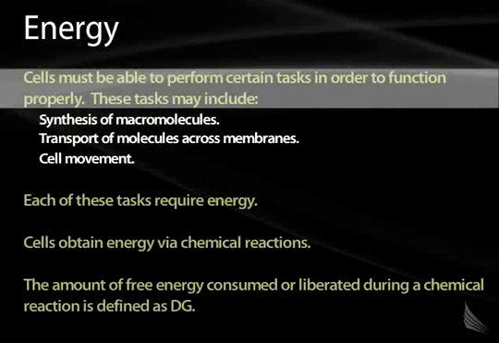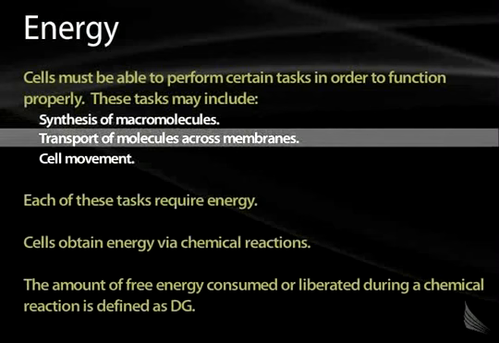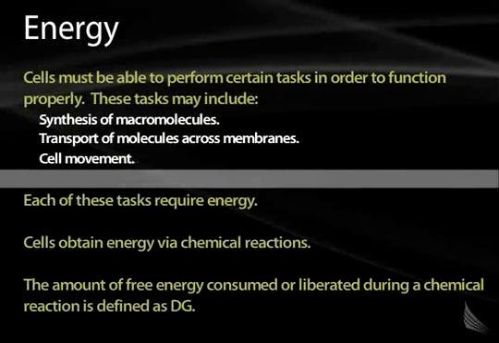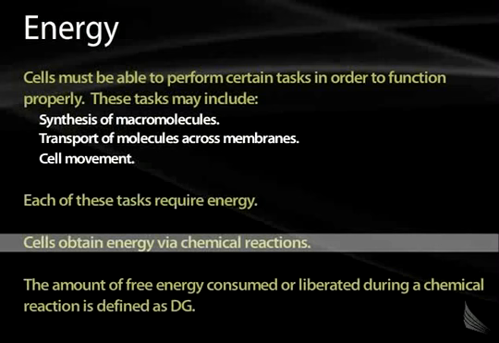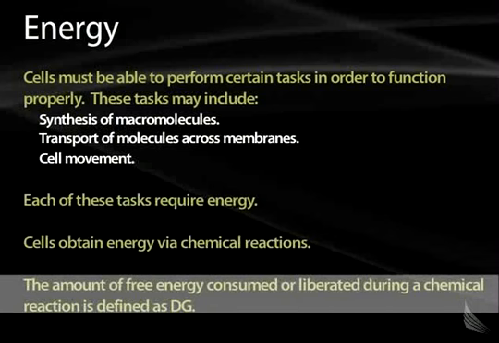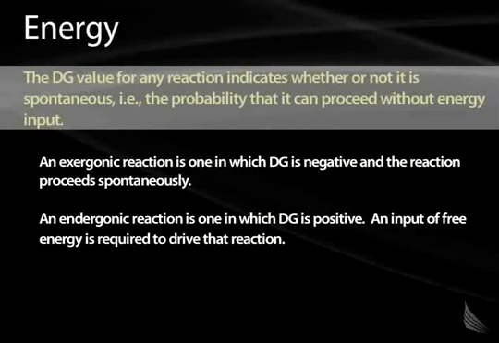Things like the synthesis of macromolecules, for example, or the transport of molecules across membranes, or movement of cells, for example, all require energy. Now, cells obtain this energy by doing particular chemical reactions. And the amount of energy that's consumed or liberated during a particular chemical reaction is defined as delta G, or change in free energy.